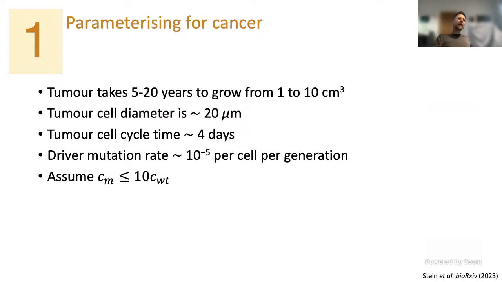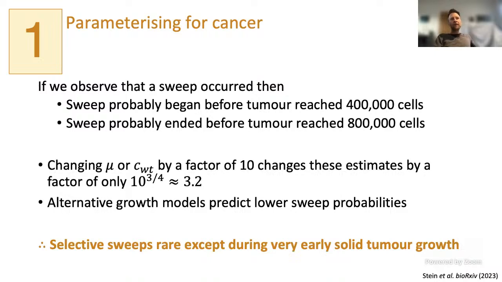So in summary, what we find is that if you parameterize for cancer, if you put in parameters that are kind of ballpark for tumors, which are on this slide here, and I'm not going to go into these, but I hope most people agree these are reasonable ranges for tumor parameters, what you find is that if you observe a sweep in a tumor, or in other words, if you find that the first part of the tree is linear, then we can deduce that that sweep probably began before the tumor reached around 400,000 cells, which is a very small tumor, and it probably ended before the tumor doubled that size. And these results are very robust to changes in parameter sizes.